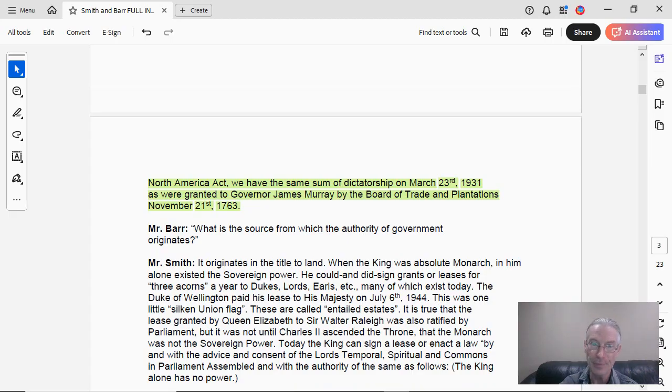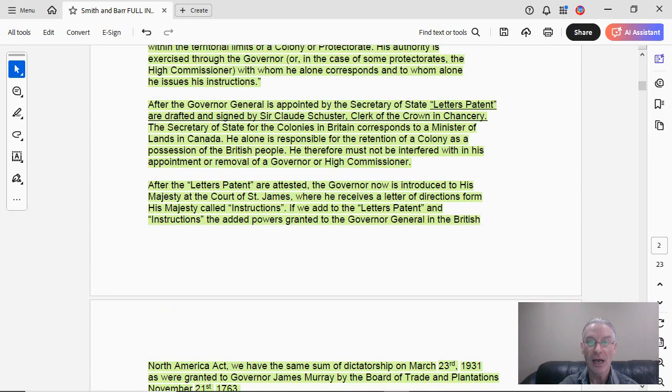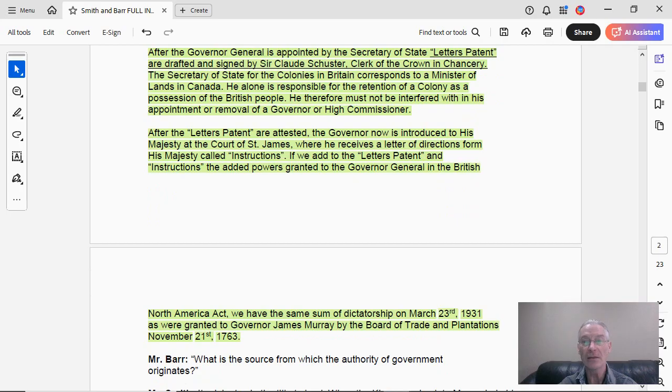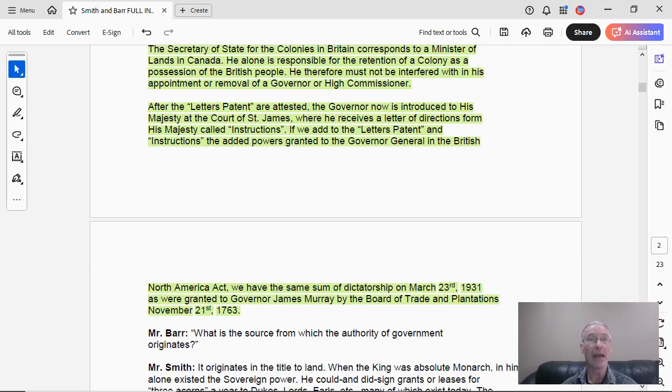So basically, what Mr. Smith is saying is that the powers granted under the Letters Patent, the British North America Act, and the instructions issued under the Letters Patent in 1931 basically make the Governor General the dictator of Canada.